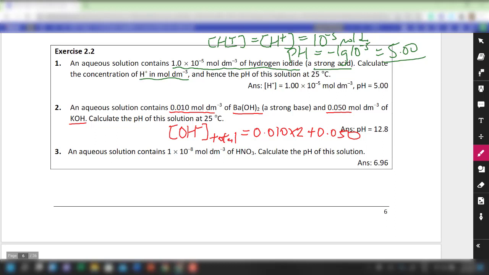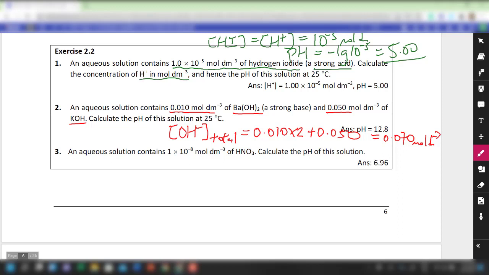So the solution itself already contains 0.01 moles per dm cube of barium hydroxide and 0.050 moles per dm cube of KOH. So there isn't a need for you to do anything with the volume term. If you add the two up, you are going to get the total OH minus concentration to be 0.070 moles per dm cube over here.